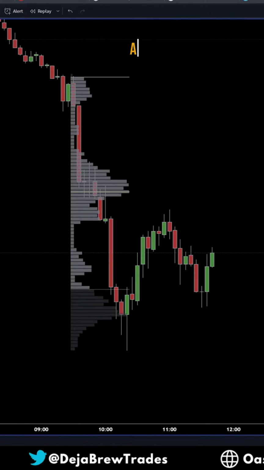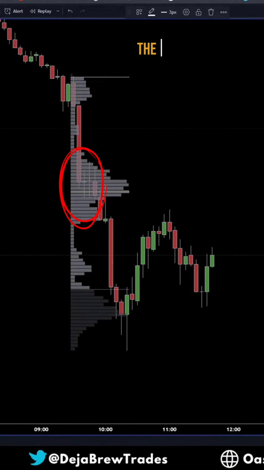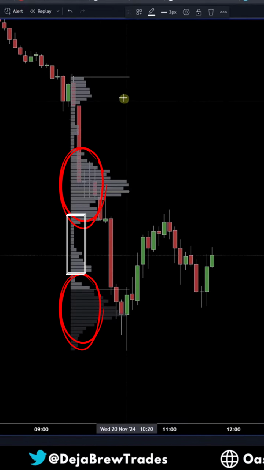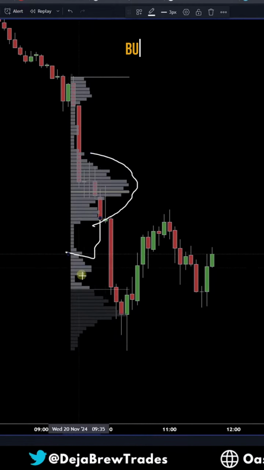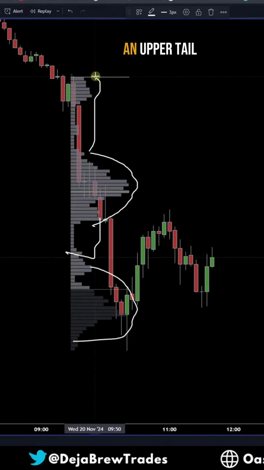All right, so for a capital B, this is not a perfect example. Typically with capital Bs, you want the upper node to be on the high and then kind of an LVN single print zone in the middle, and then another node towards the bottom. This one is a capital B, but we have kind of an upper tail.